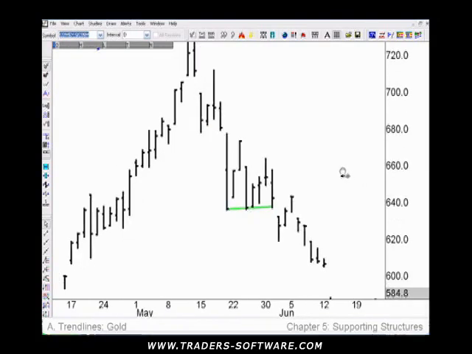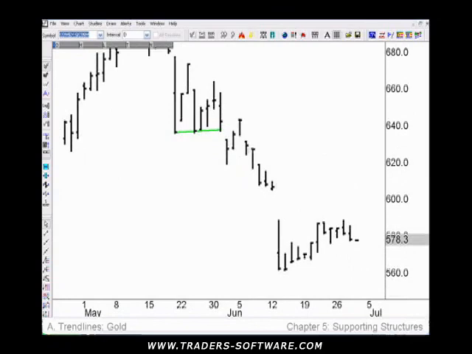And the move was a huge one down. So this is an example of a 2-point trend line break to the downside.